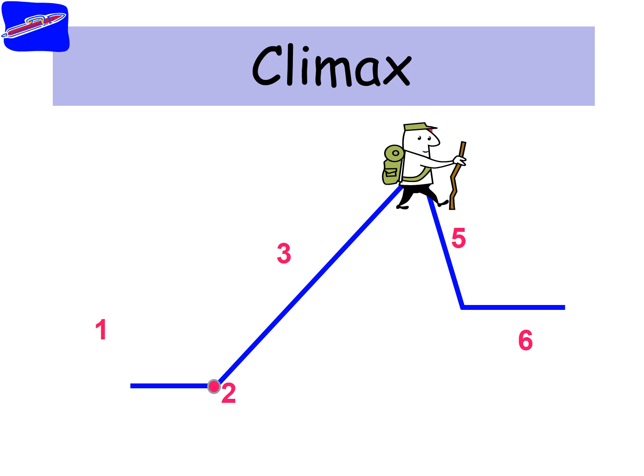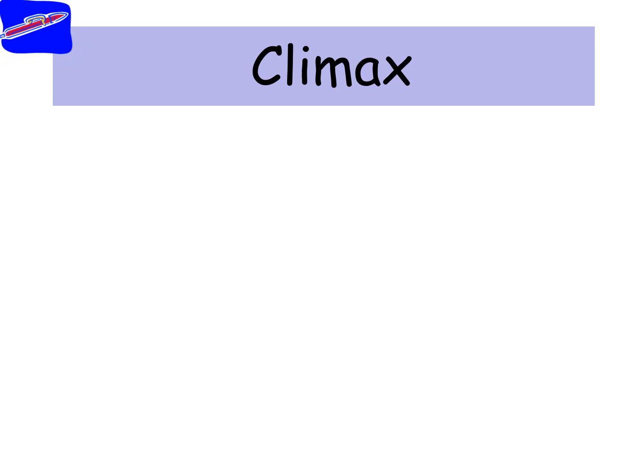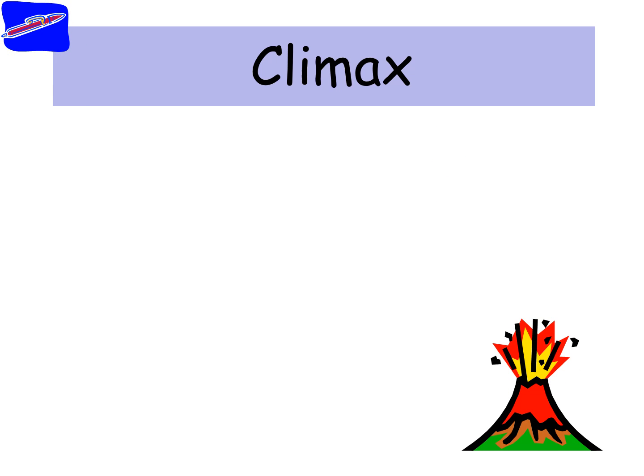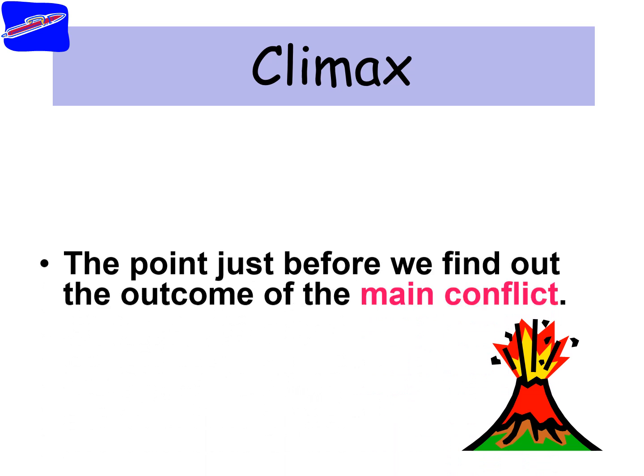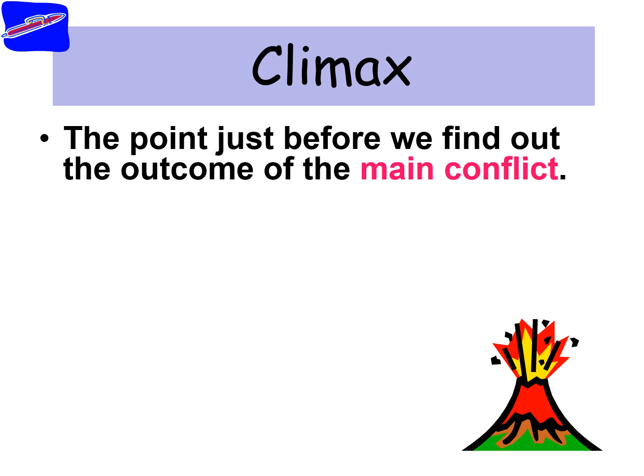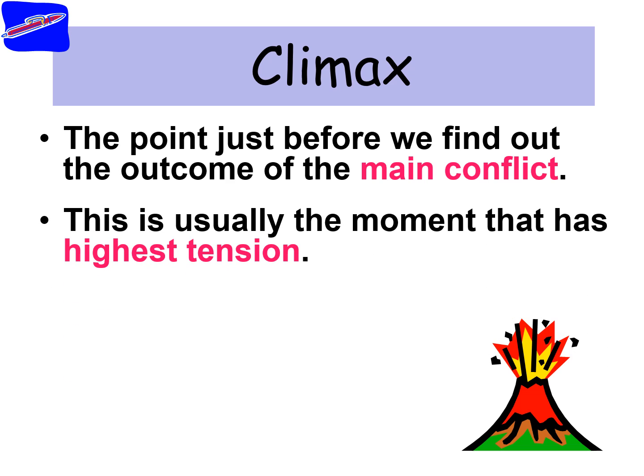Now let's define it. The climax is signified by an erupting volcano because it's a moment when something truly significant is about to happen. The climax is the point that comes right before we find out the outcome of the main conflict, meaning that it comes right before the main character begins to solve his or her problem. This is usually the moment that has the highest tension and the greatest intensity. In other words, this is the part of the story that is the most exciting, the part of the story that we're really waiting for, the good part in that movie or book that you're reading or watching.